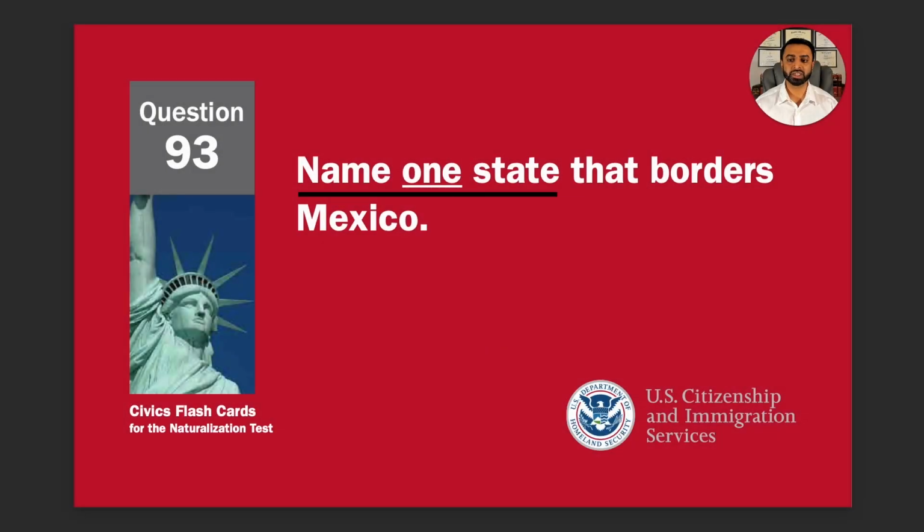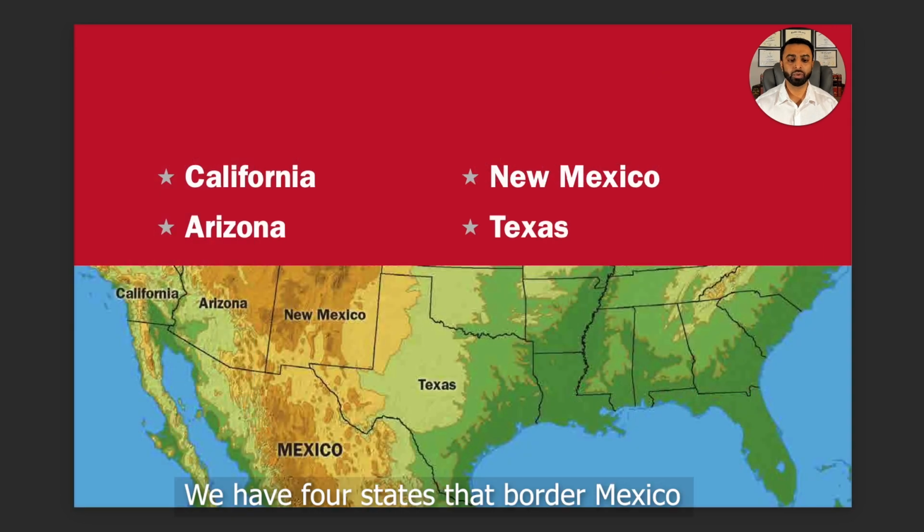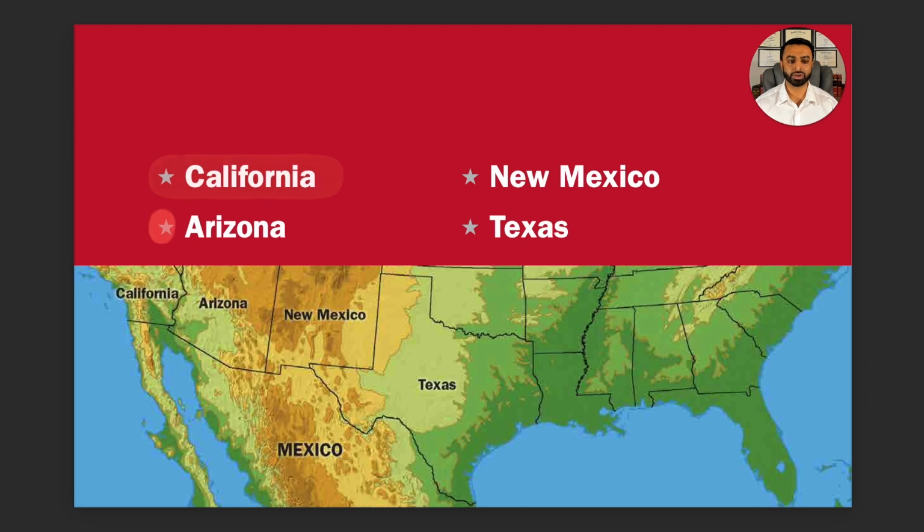Name one state that borders Mexico. We have 4 states that border Mexico. We have California, Arizona, New Mexico, and Texas. You only need to memorize one.